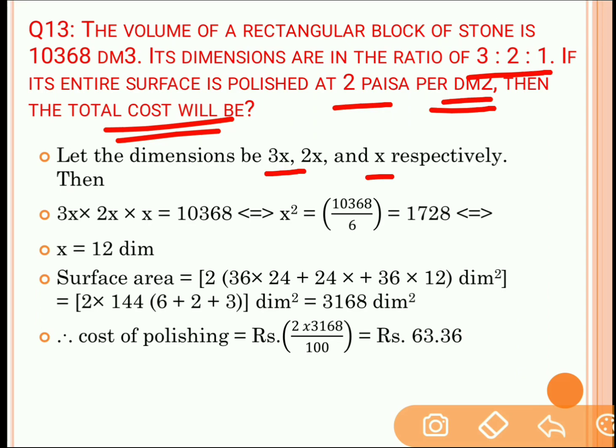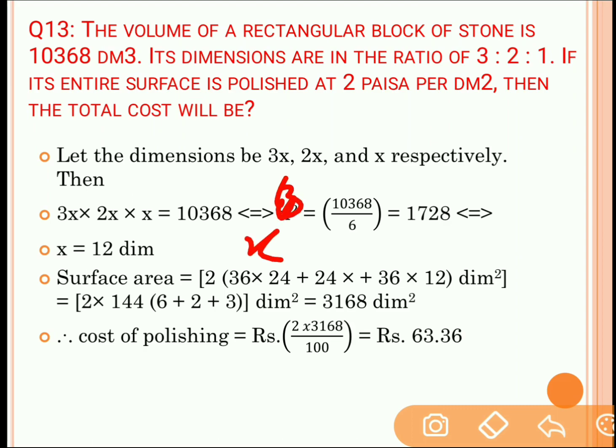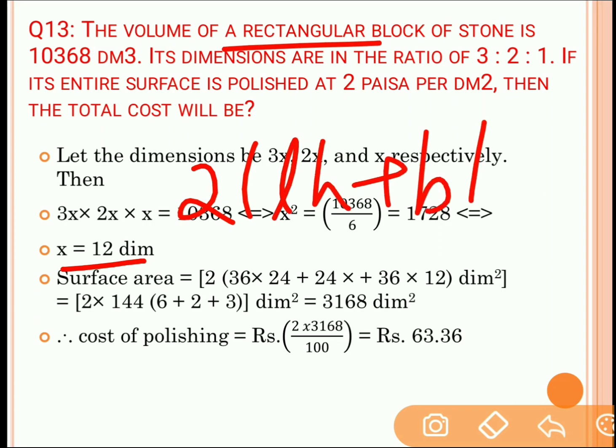Volume is what? Sorry, the volume of the rectangular block is L into W into H. So we have L as 3x, W as 2x and H as x. So 3x into 2x into x is equal to 10368. So from this formula we can find out the value of x. Here it will be x cube. So x cube is equal to 10368 upon 6. So if we solve for x cube, you will get the answer as x is equal to 12 dm. Now the surface area of the rectangular block is 2 times LH plus BH plus LB.